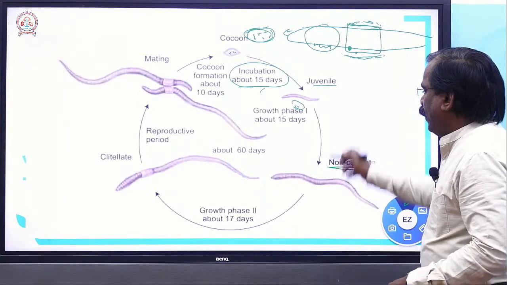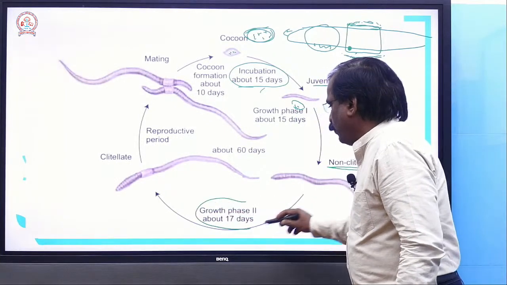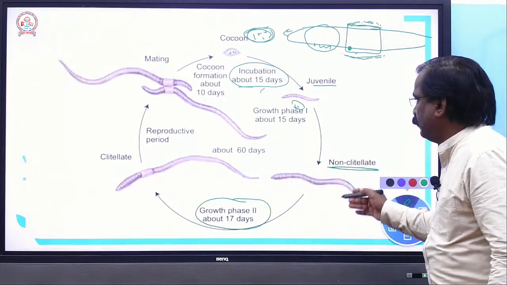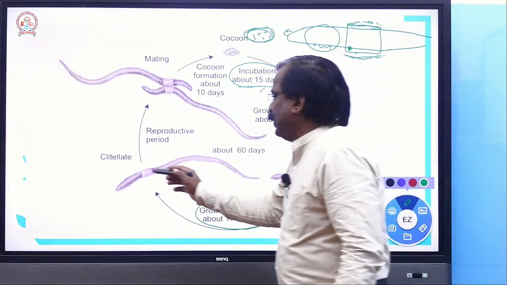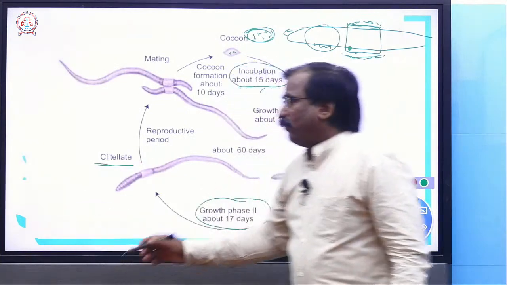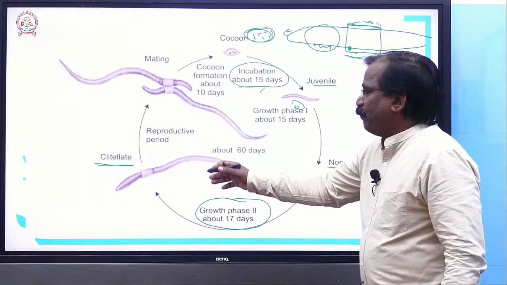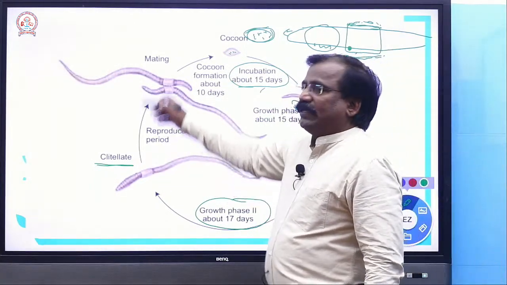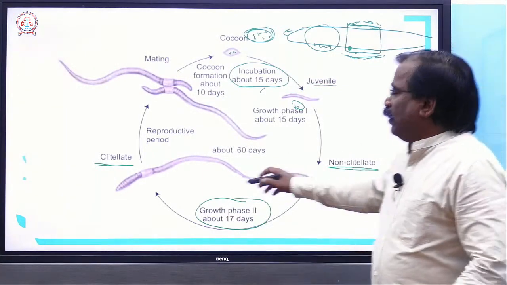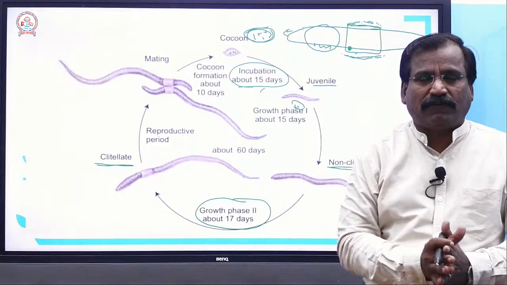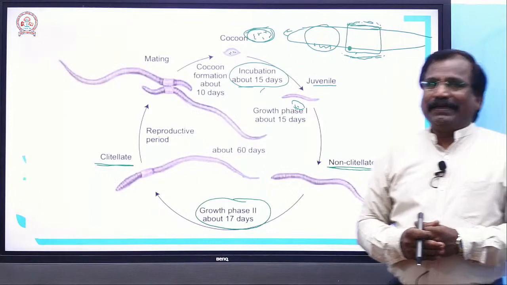Then in the same 2 to 3 weeks, the non-clitellate form grows, about 17 days, and forms the adult form. The adult form is called the clitellate form. Then this adult once again enters into the reproductive cycle. So this is the reproductive process, the life cycle of the earthworm.